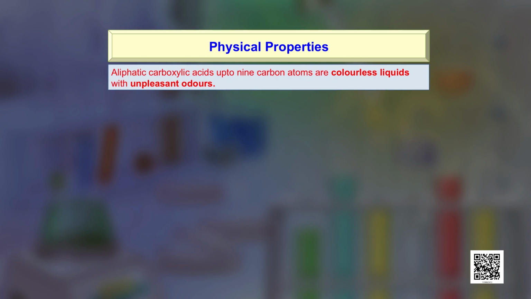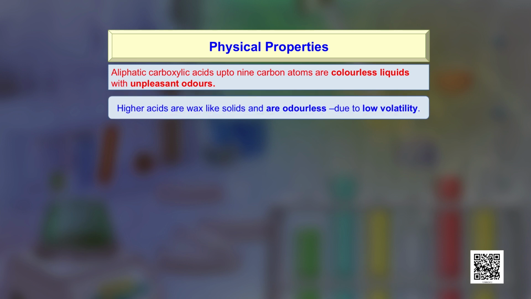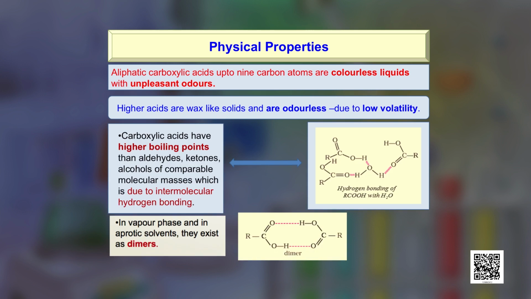Aliphatic carboxylic acids up to 9 carbon atoms are colorless liquids with unpleasant odors. The higher acids are wax-like solids and are odorless due to their low volatility. Carboxylic acids have higher boiling points than aldehydes, ketones or alcohols of comparable molecular masses, which is due to the intermolecular hydrogen bonding present in their molecules. This is shown in the structure here. You can see that hydrogen bonds are present in the molecules of carboxylic acids.